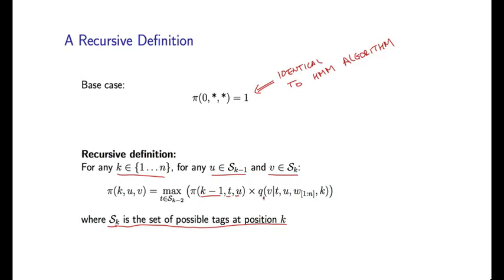And then here I just have the conditional probability of v given the previous two tags t and u, given the entire sentence w, and given the position k. And so this would be the output from a log linear model.